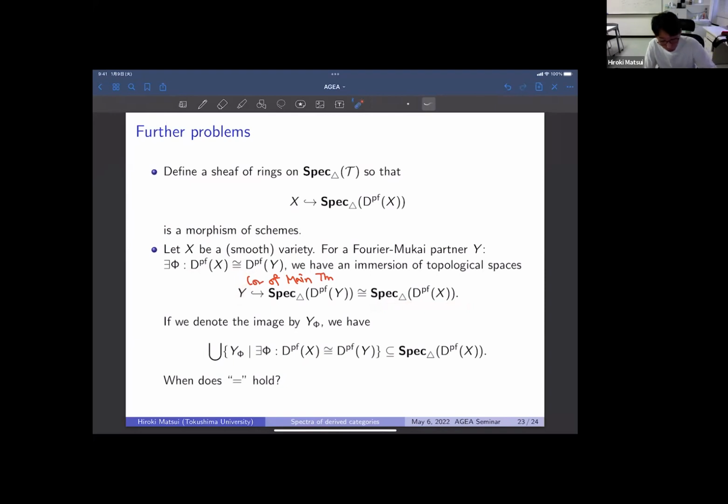If we denote this image by Y sub phi, then we have the following inclusion. The union of the Y sub phi is embedded into the triangular spectrum of D^b X. So the question is, when does equality hold? If the equality holds, this topological space parameterizes Fourier-Mukai partners. So I think this is an interesting problem.